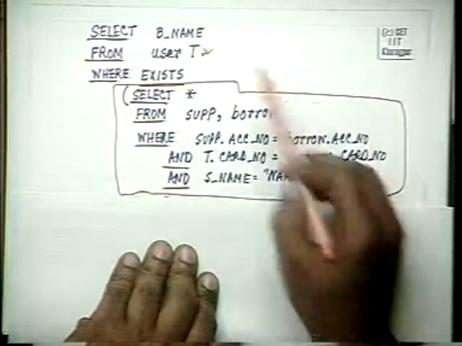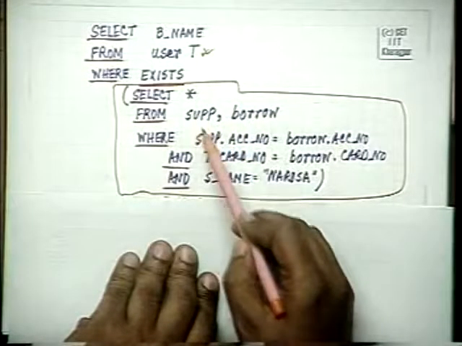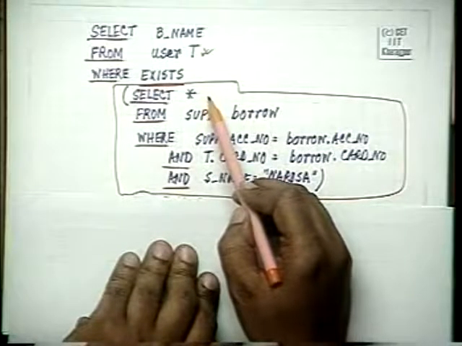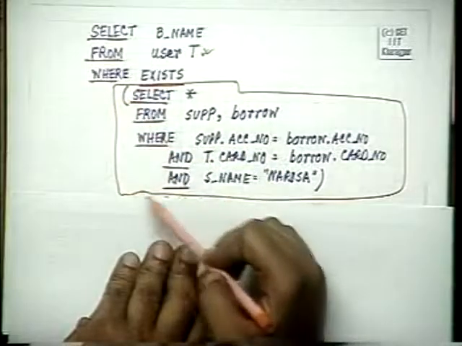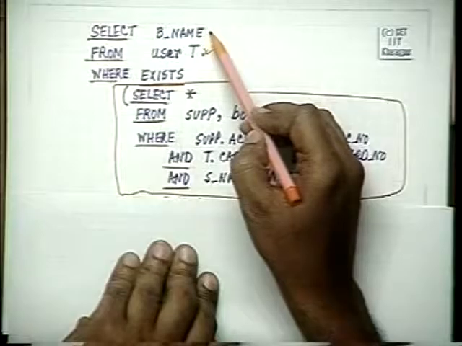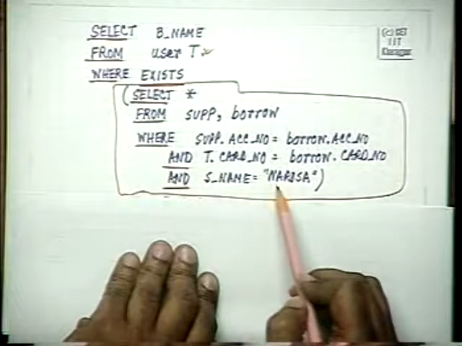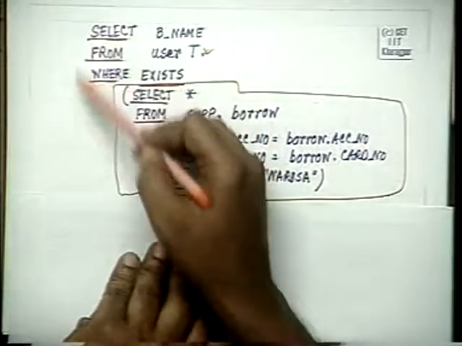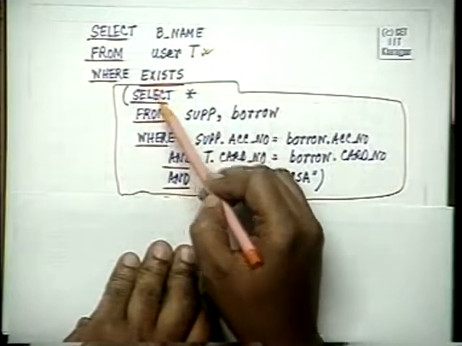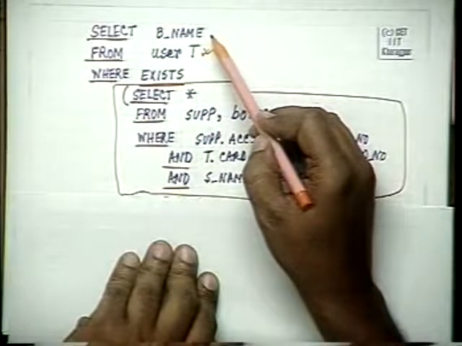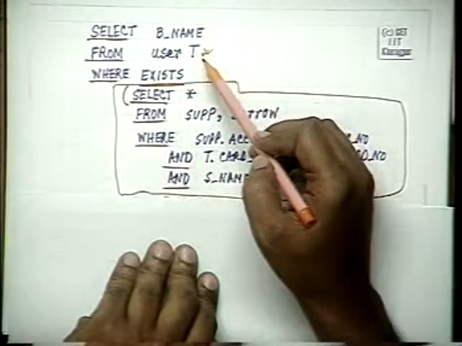This part, if Ajay is there, then Narosa must have supplied a book corresponding to Ajay. Only then will something come up here. So this will be non-null provided, for a particular name, Narosa has supplied a book issued by that person. So exists means this is non-null. So this query means give me the name of all borrowers who have issued at least one book which is supplied by Narosa.